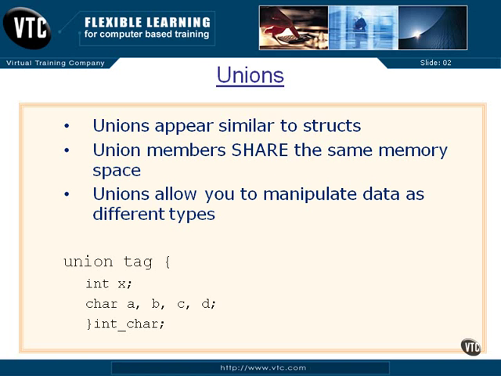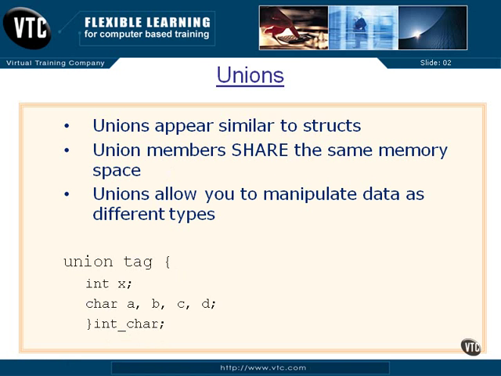A union looks like a structure, except it has the word union and then the tag, just like a struct had a tag. So that's the name so that we can refer to it and create other unions in the future. This is the union declaration, and then this is an actual initialization of a union value or variable with no value given to it. Now, the interesting thing about unions is that they share the very same memory space.